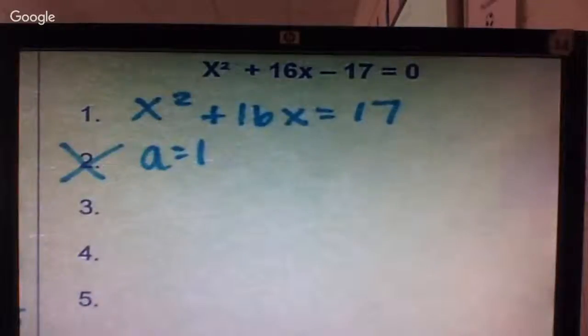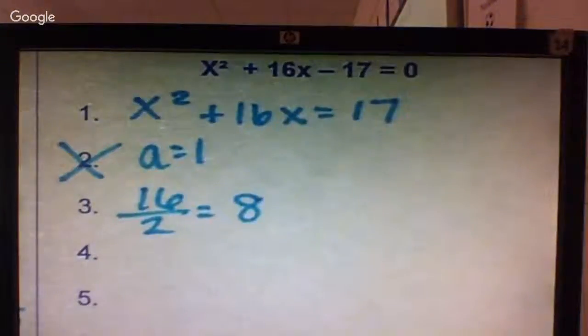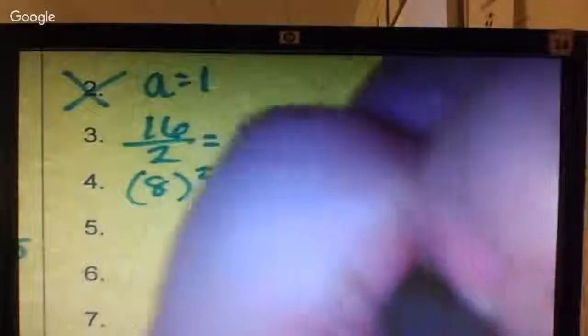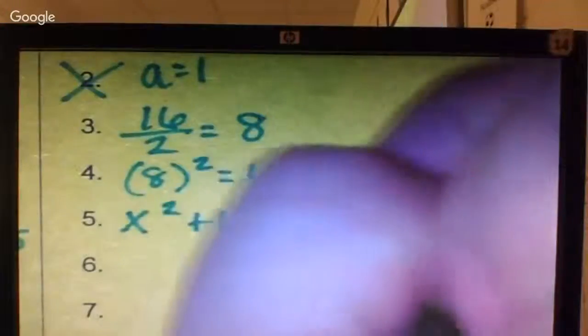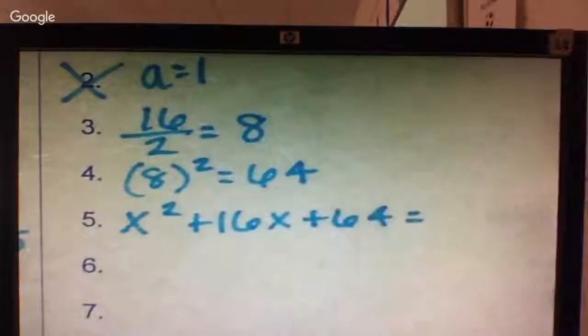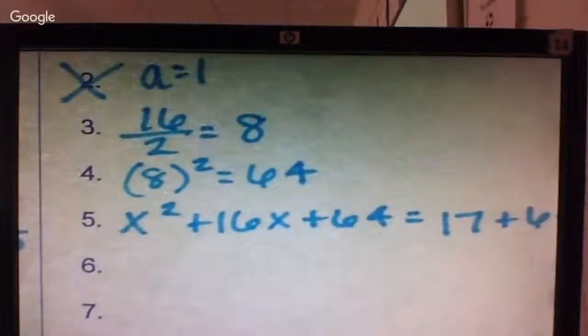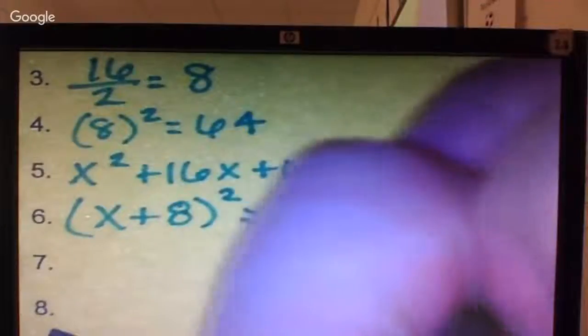Okay. We need to half my B value. So half of 16 is 8. We then need to square 8. 64. We add 64 to both sides. So x squared plus 16x plus 64 equals 17 plus 64. Okay, now we factor that left-hand side. X plus 8 squared equals 81.